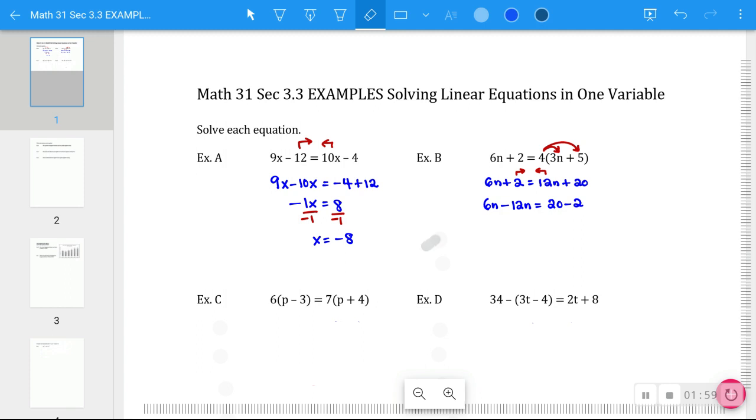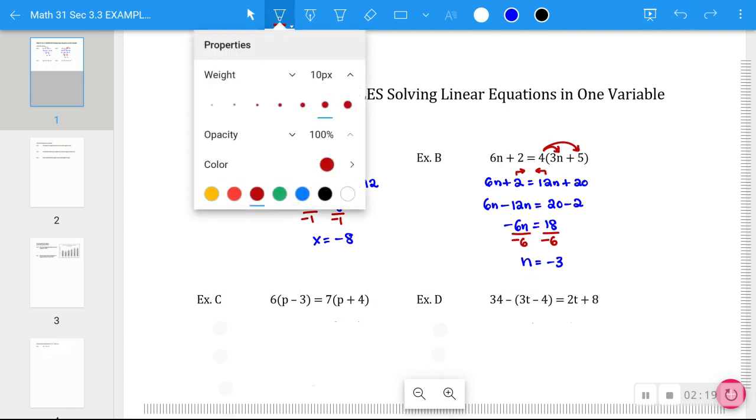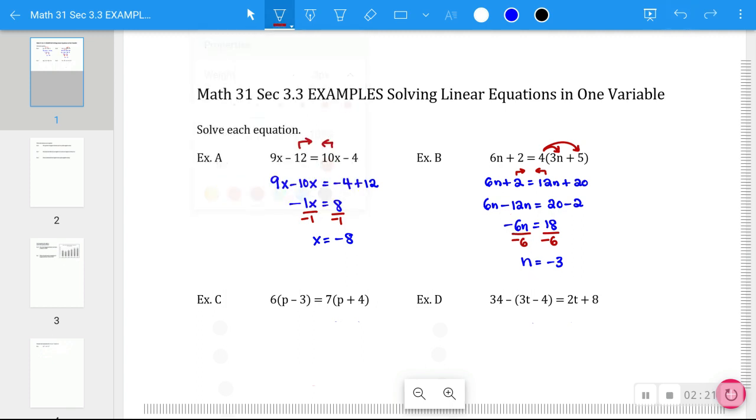And then you simplify both sides. So for instance, on the right, 20 minus 2 will give 18. The left side, 6n minus 12n is negative 6n. And finally, you divide both sides by negative 6. And that has the effect of canceling off the left-hand side there. A little bit too thick a tool there, so let me fix that right away. Anyway, if you cancel off the negative 6's, you get n equals negative 3.